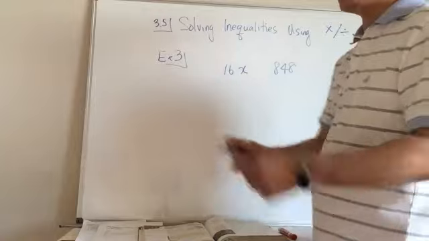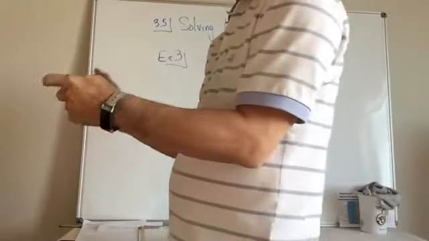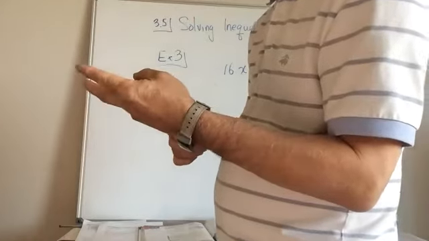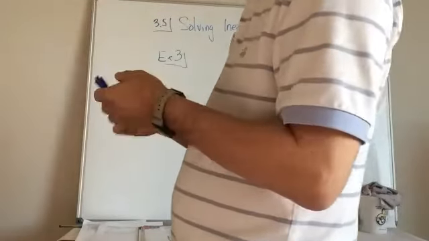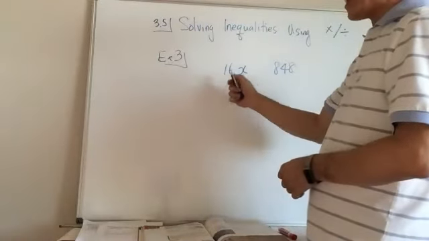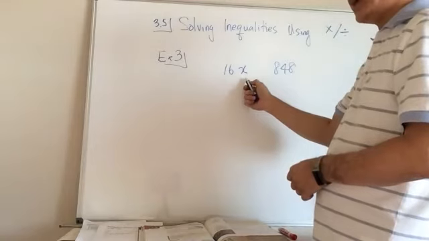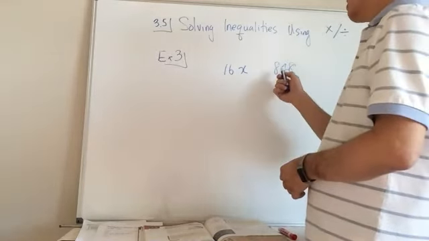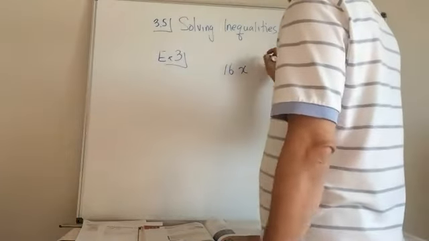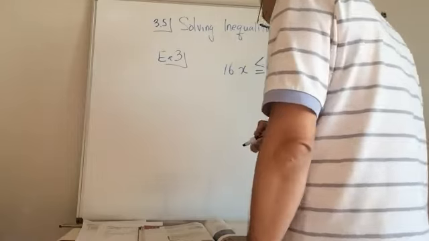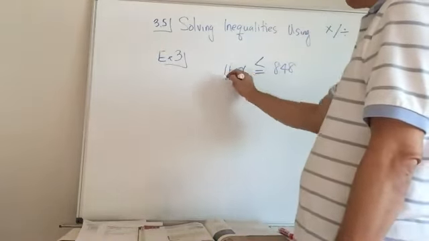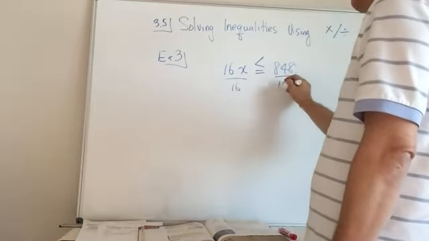Because if I was traveling at 60 miles an hour and I went for 2 hours, that means it is 2 times 60, so I traveled 120 miles. Same thing here: 16 hours at some speed I do not know, you can travel up to this far. So it's going to look like this. Now I want x by itself, so I'm going to divide by 16.